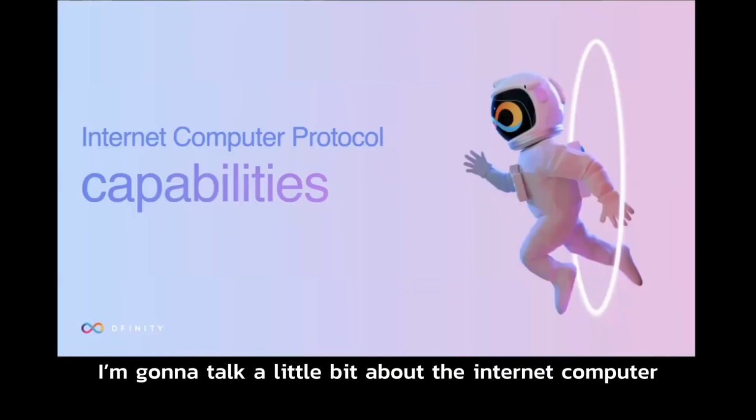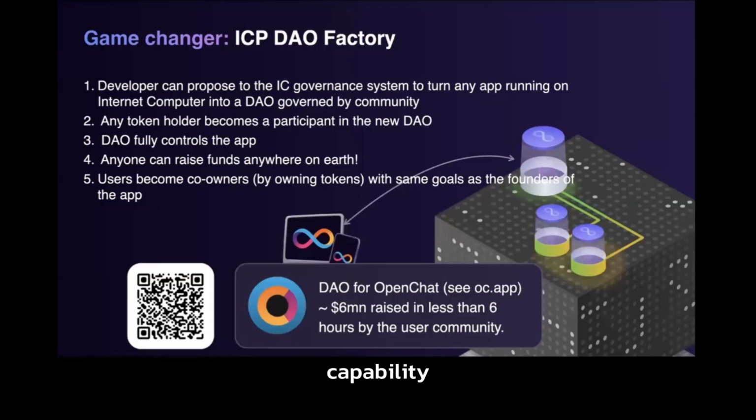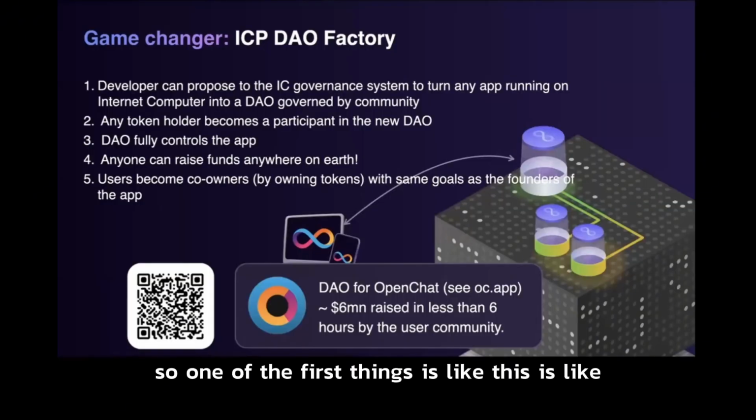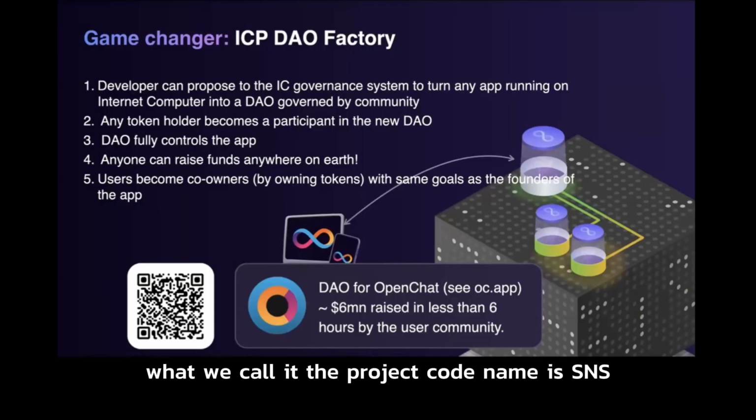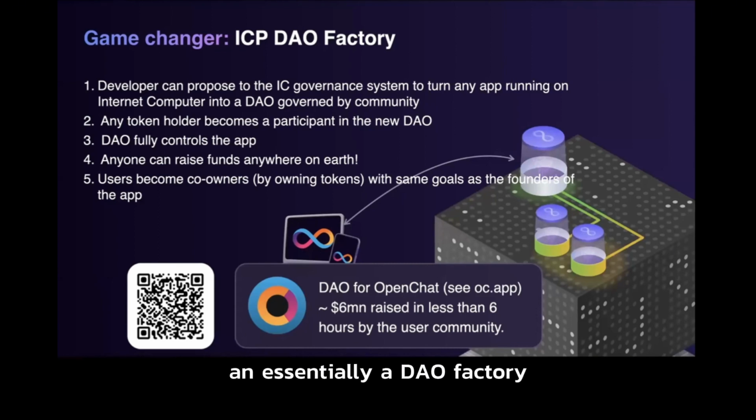I'm going to talk a little bit about the Internet Computer capabilities. One of the first things is what we call, by project code name, SNS, which is essentially a DAO factory.